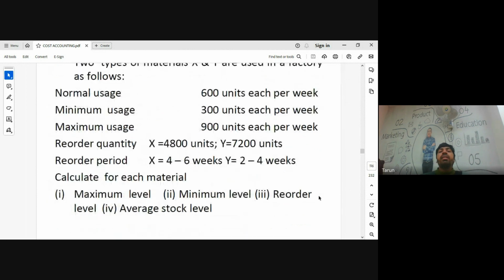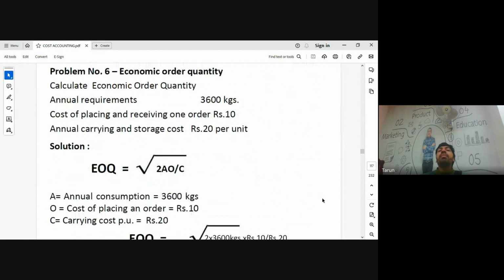Now we come up to the next question, that is economic order quantity. How to calculate the economic order quantity? This is a formula which has been given in the previous slides, and the same formula has been given in the solution of the question. That is, economic order quantity is equal to the square root of 2AO by C.